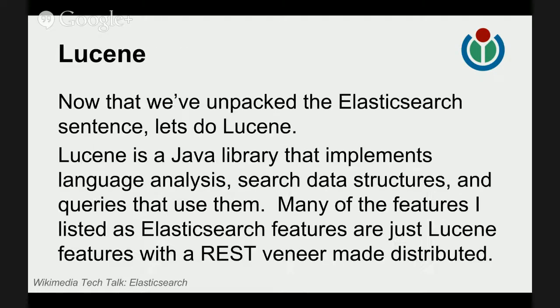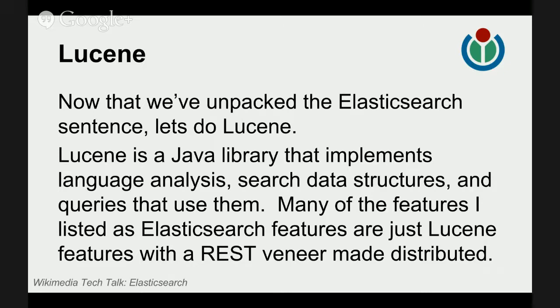So now that I've told you what Elasticsearch is, it's not really fair to talk about Elasticsearch without talking about Lucene. Lucene, another big sentence I'm going to unpack, is a Java library that implements language analysis, search data structures, and queries. They use them. Many of the features that I said were Elasticsearch features, they're Elasticsearch features, but they are built almost directly, almost word for word, based on Lucene.